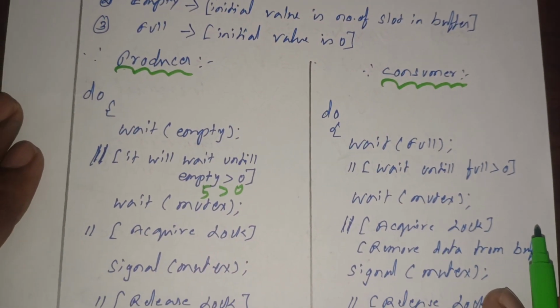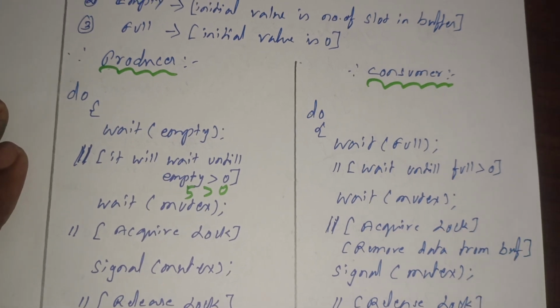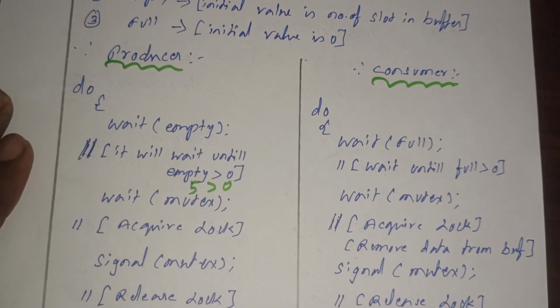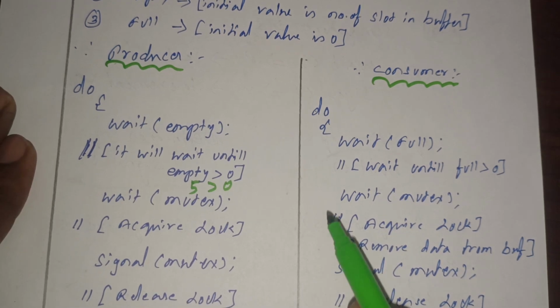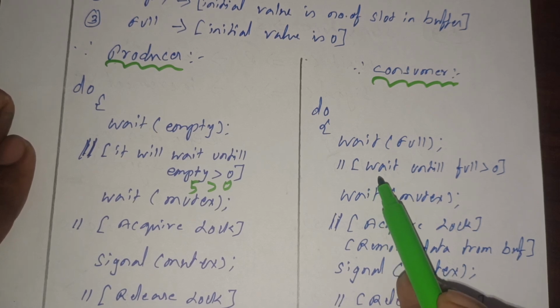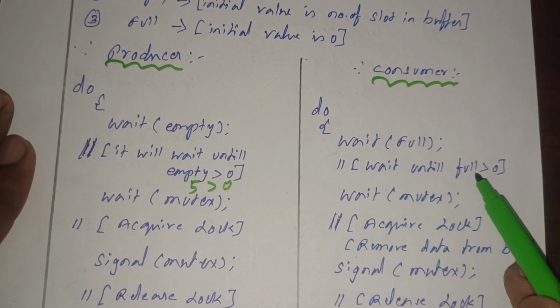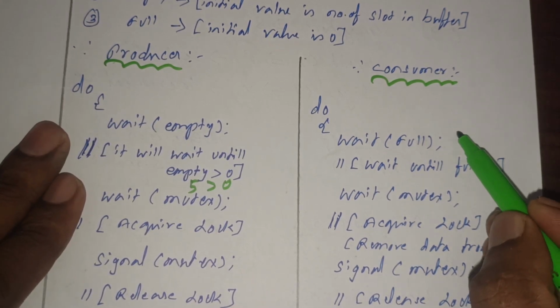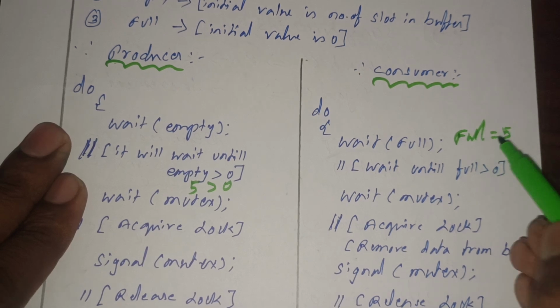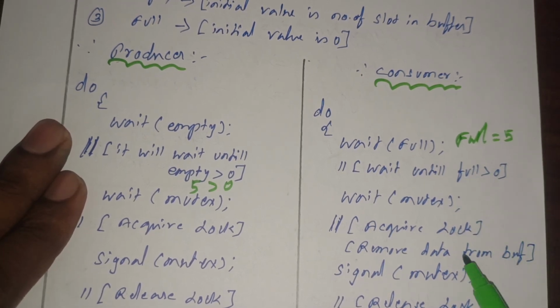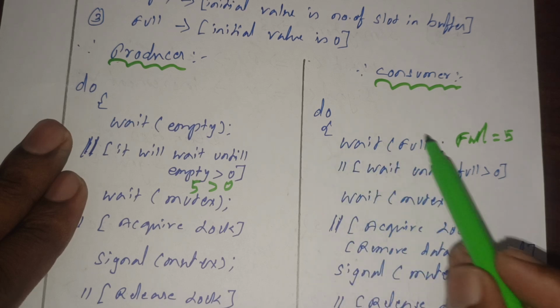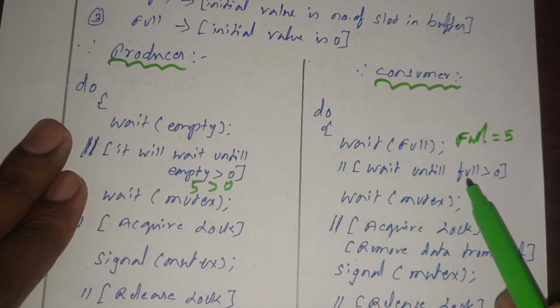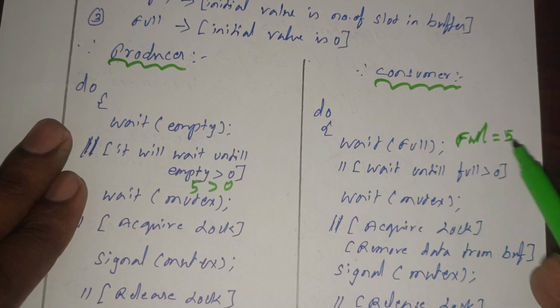When the consumer left this particular critical section, it set the value of this buffer slot to 5. Now this consumer will wait until full is greater than 0. The producer set full equal to 5, right? So now 5 is greater than 0. When this procedure executes, it waits until full is greater than 0. Now it is 5, so it is easy for this consumer to consume data.